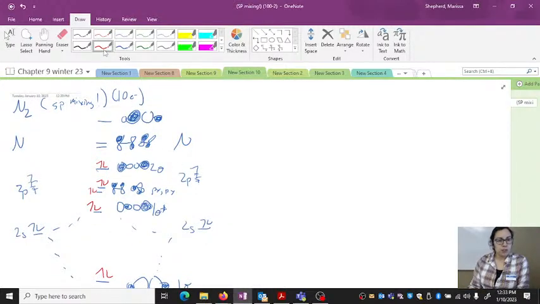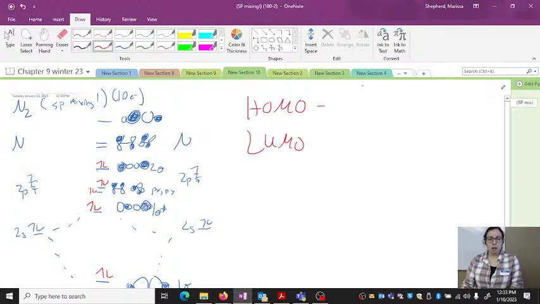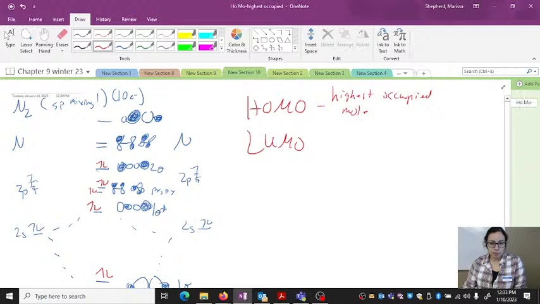Now we can introduce other terms. We have what's called the HOMO and the LUMO. HOMO stands for highest occupied molecular orbital.